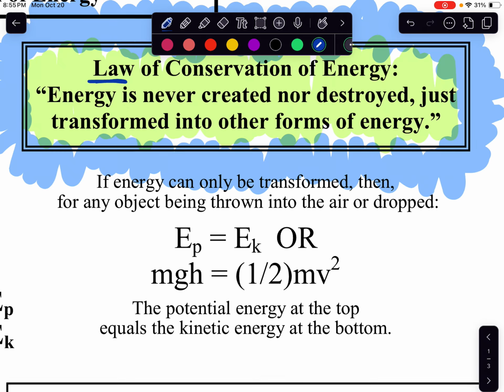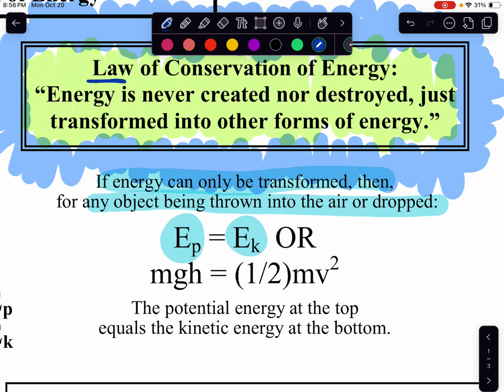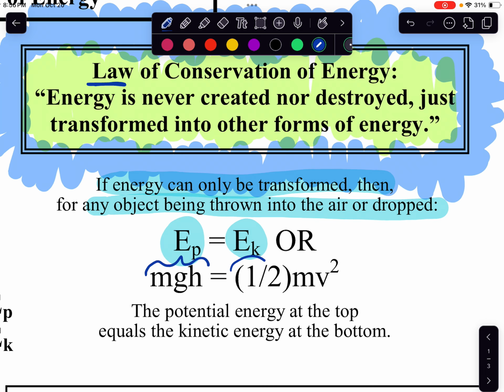So they give us our first example here, and I'm just going to zoom in on this part for now, where they're showing us that, since energy can be transformed, for any object being thrown into the air or being dropped, like from a height, we know that potential energy, the total amount, could equal the total amount of kinetic energy. And to take it one step further, because we know potential energy equals m times g times h, that will equal our kinetic energy equation.